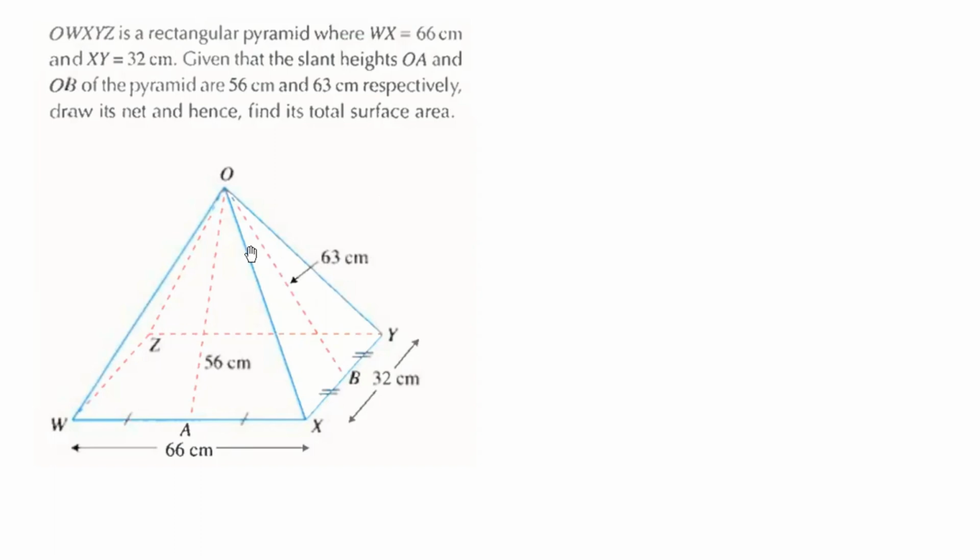Then the question is also telling you to draw the net and hence find its total surface area. Okay. To draw its net, I am going to give you an example of how to draw it. If it is a rectangular pyramid, you are going to have a rectangle in the middle. It's not drawn to scale, obviously. Here you'll write 32 centimeters, you'll write 66 centimeters, and drawing the net means you have triangles on these sides, somewhat like this. Okay?